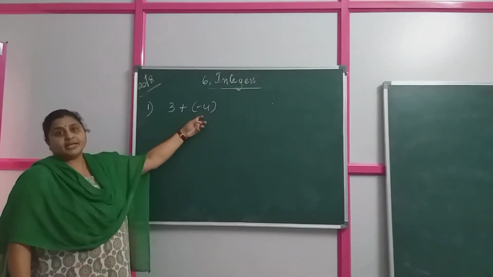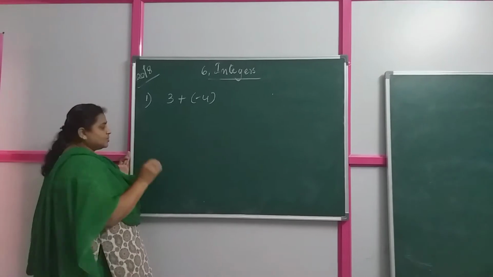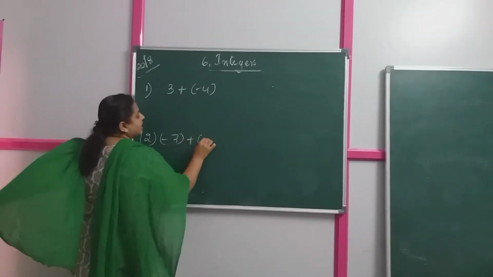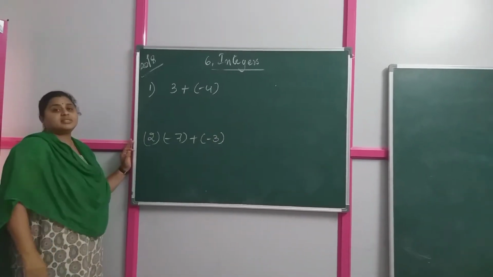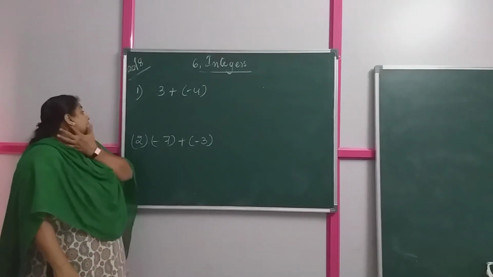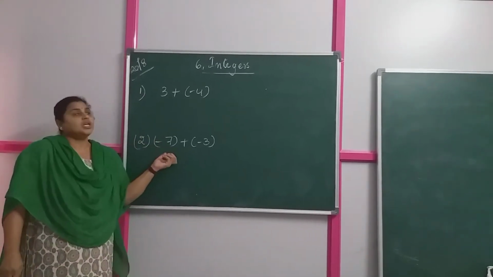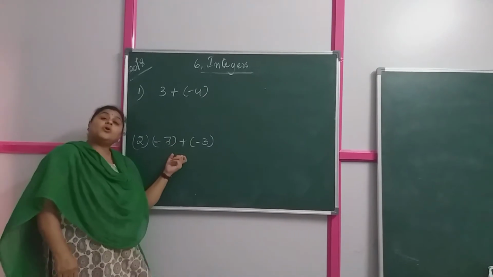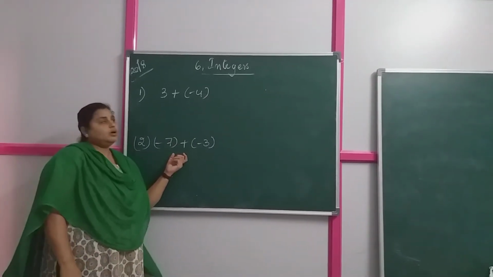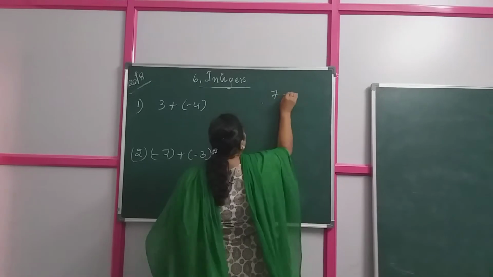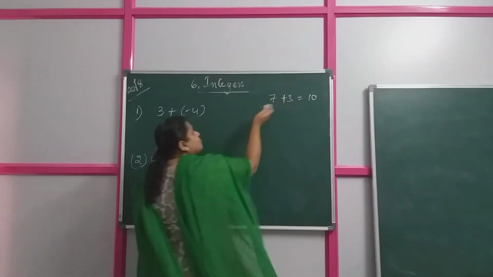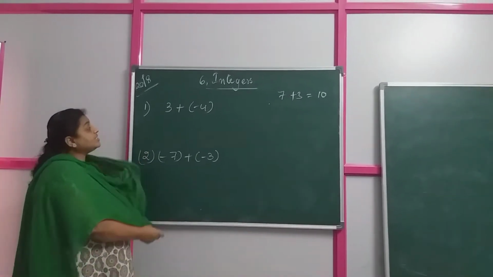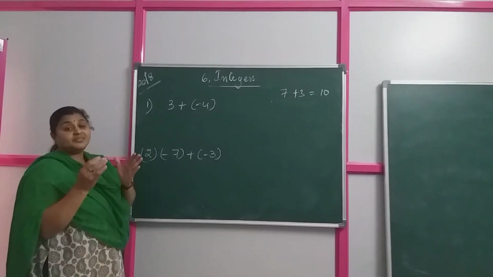3 and minus 4. This is one question. Again I have minus 7 plus minus 3. Minus 7 and minus 3. Now here you have two different questions. One is a positive integer, one is a negative integer, and here both are negative integers. Okay, but if I have 7 plus 3, since both are positive, you will add it, right? But these are the two cases where we have a combination of positive and negative integers.